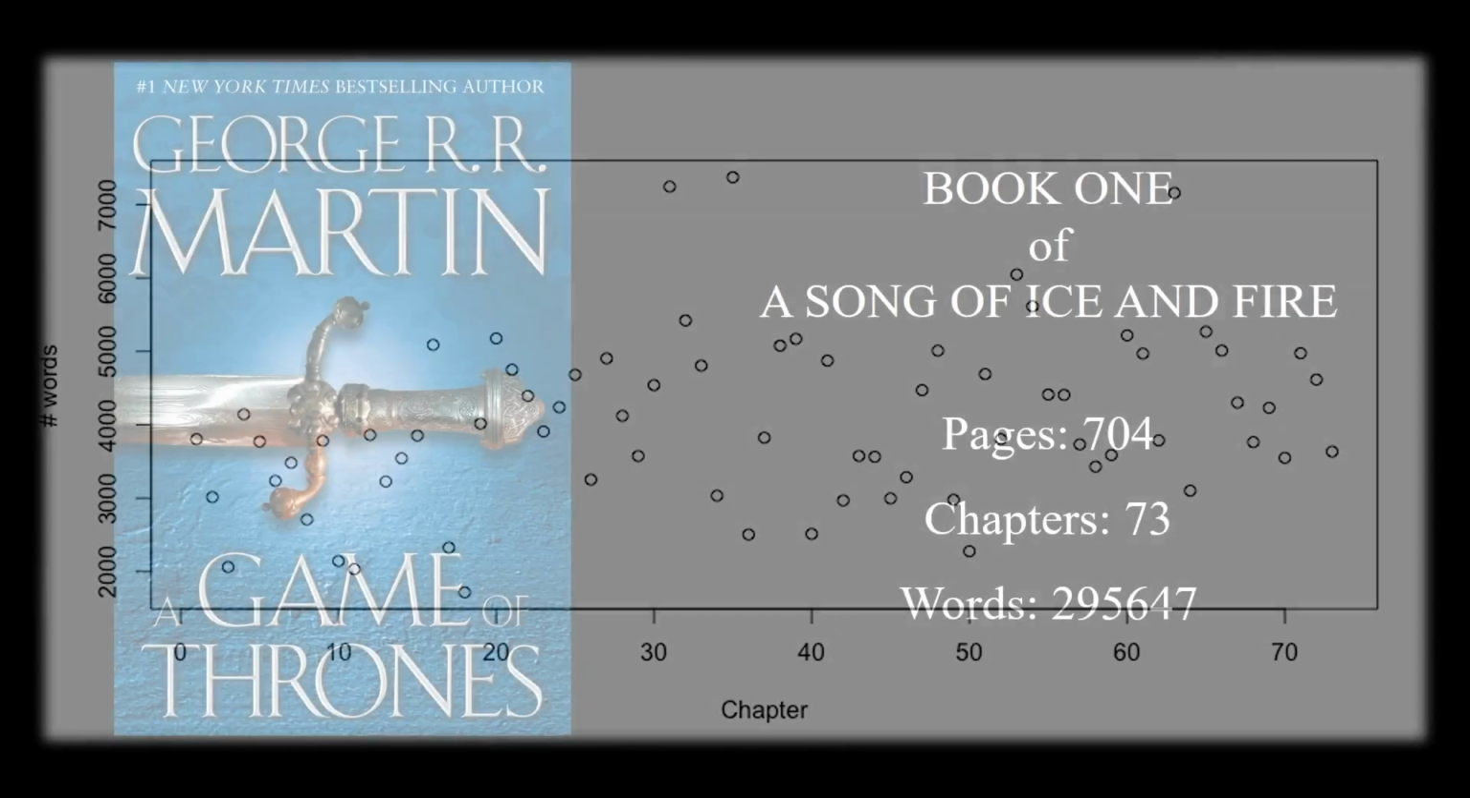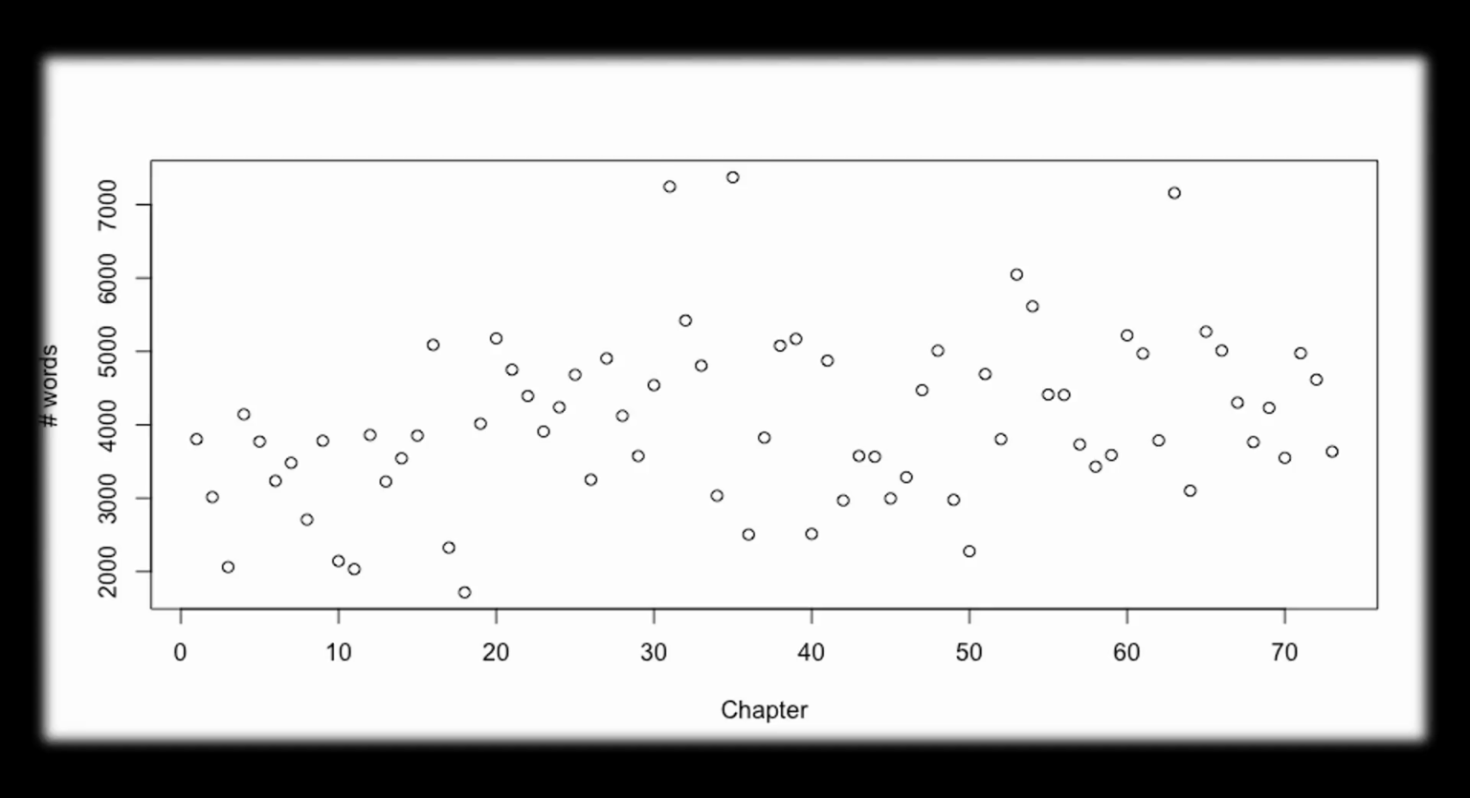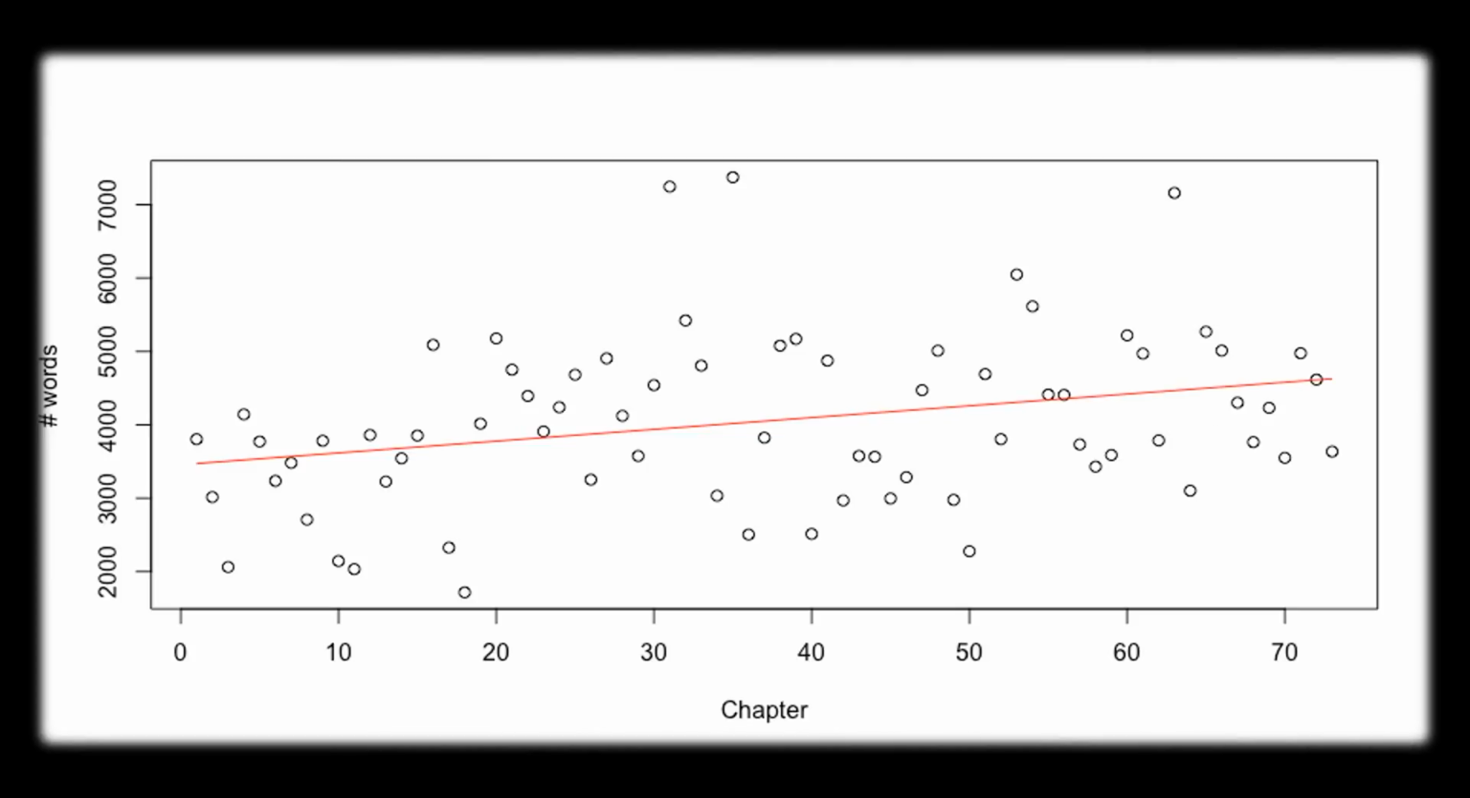The US paperback edition is over 700 pages long, containing 73 chapters and nearly 300,000 words. Chapters range in length from 1,717 words to 7,373 words, with an average length of 4,050 words. Although there is a significant variance, chapters tend to be longer later in the book.